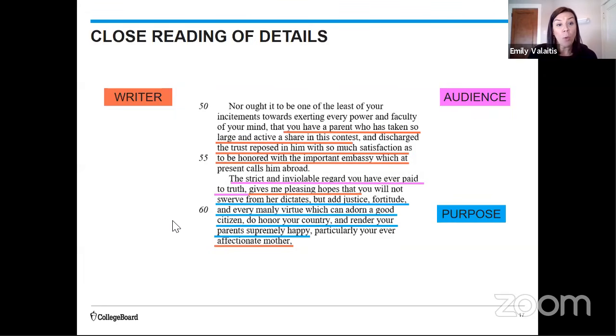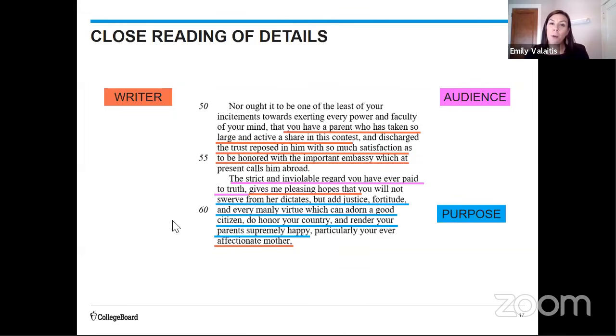And it gives her hope that you will not swerve from her dictates, you'll not swerve from the truth, you'll stay committed to it, but that you'll also add justice, fortitude, and every manly virtue which can adorn a good citizen. "Do honor your country and render your parents supremely happy, particularly", I mean, this is mother's guilt here, "your ever affectionate mother." So basically then she's saying, stay true to yourself, honor the truth, but also learn justice, fortitude, and any manly virtue.